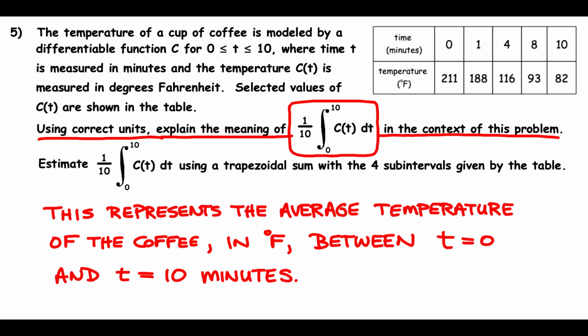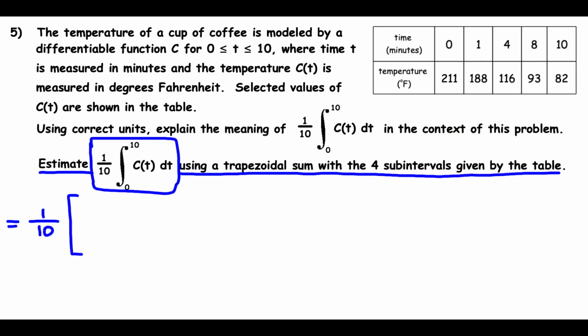And now we have to figure out, well, what is the average temperature of the coffee? Estimate it using a trapezoidal sum. Okay, so we're going to break out trapezoidal rule. We'll do that in blue. All right, the trapezoidal sum, we know that the area of a trapezoid is 1/2 height, base 1 plus base 2. We're going to have 4 of these trapezoids.